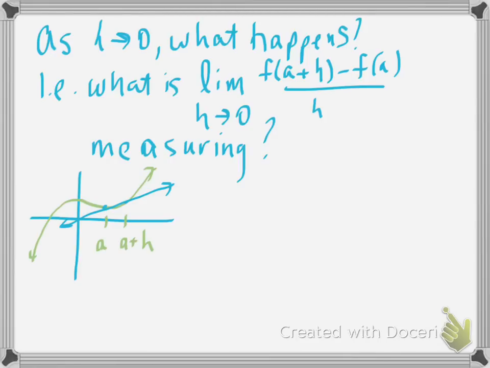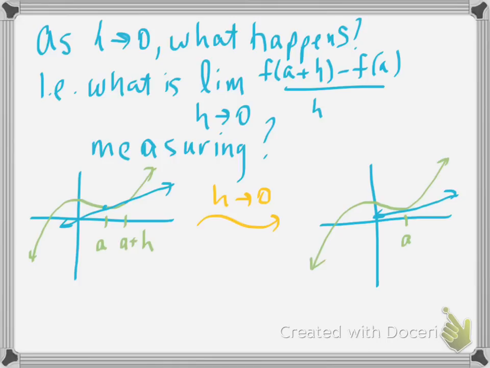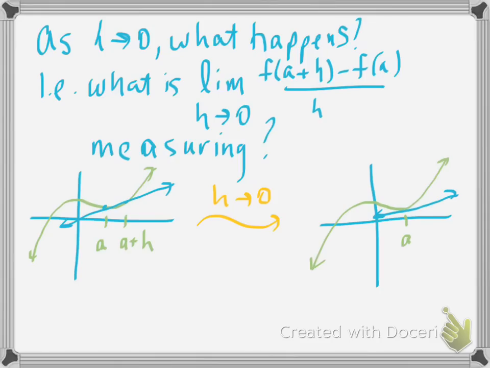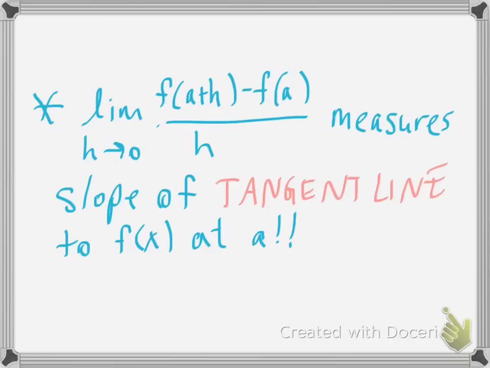So here's my first scenario. So h is not 0. So as we take h going smaller and smaller and smaller, a plus h is going to get closer and closer to a, and what we end up with is just the tangent line at a. And since we're measuring slopes, what we end up measuring is the slope of the tangent line to f at a. And indeed, that's what I have written here, that the limit as h goes to 0 of f of a plus h minus f of a over h measures the slope of the tangent line to f of x at a.